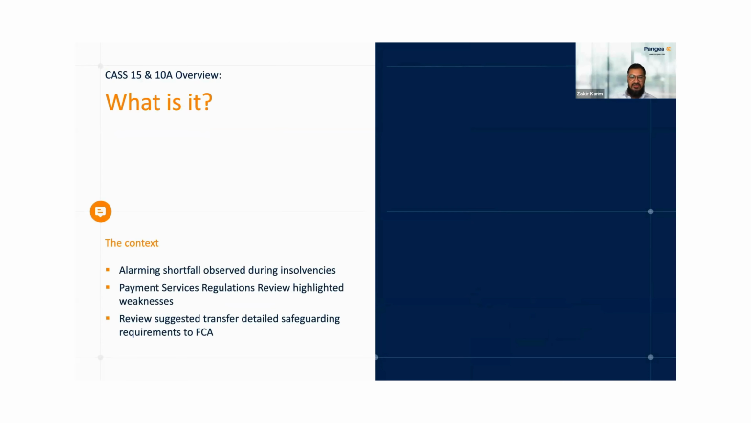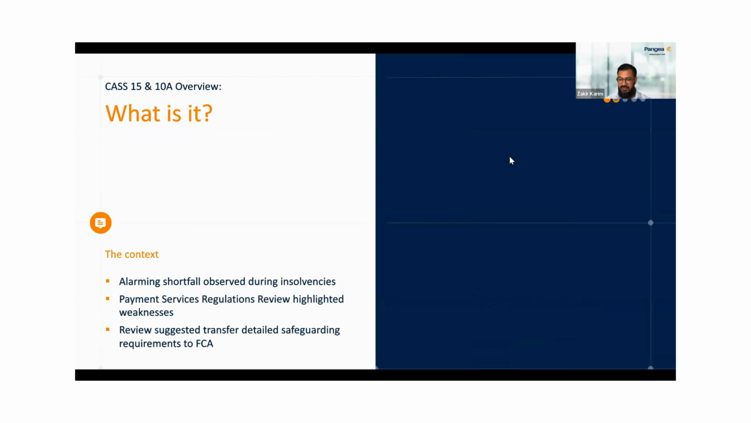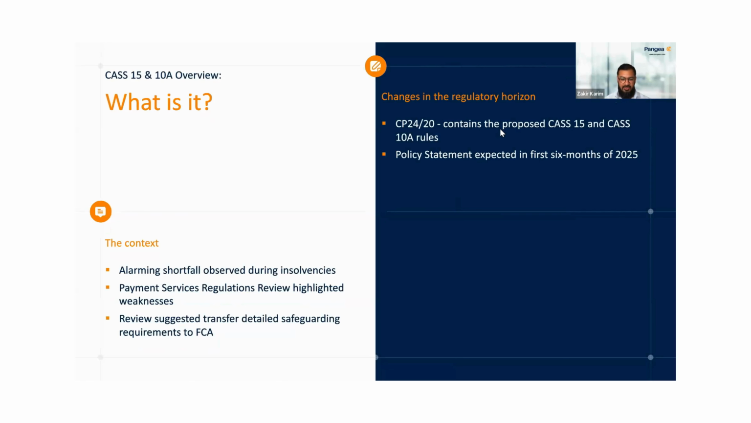So what is it? What is CASS 15 and CASS 10A? The context is there were insolvent payment firms between, I think it's Q1 2018 to Q2 2023. There was an alarming shortfall of insolvencies in that period. And with those insolvencies, there was an alarming number of shortfalls that was recorded. So I think 65% in funds owed to clients through that period where there were insolvencies in the payments sector. Additionally, the Payment Services Regulations Review on the safeguarding rules highlighted significant weaknesses. And on the back of that, the responsibility for developing detailed safeguarding requirements, it was proposed that the FCA take over on that front.